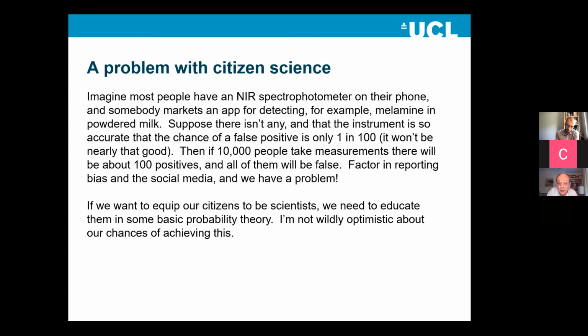You can't stop people having the instruments. You can try and educate them. So what they need is some basic probability theory, but I'm not wildly optimistic we can do that. It's a problem we ought to be worried about. And I don't know what we do about it, but it's there and it's going to happen.